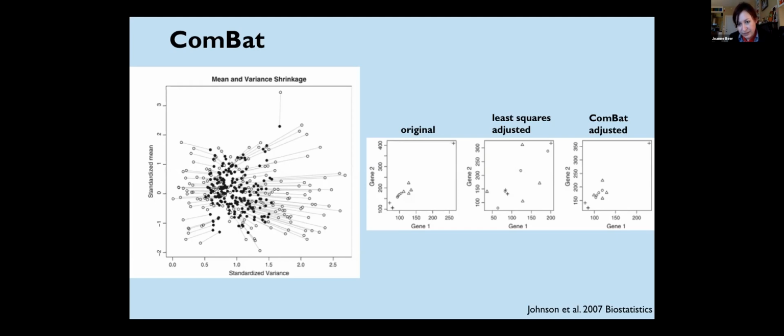And on the right side here, we can see the original data. If we plot gene 1 and gene 2 against each other, we have an outlier in the upper right. If you just do a least squares approach on this data set, you get a distortion of that distribution, whereas ComBat adjusted was able to preserve that outlier actually.